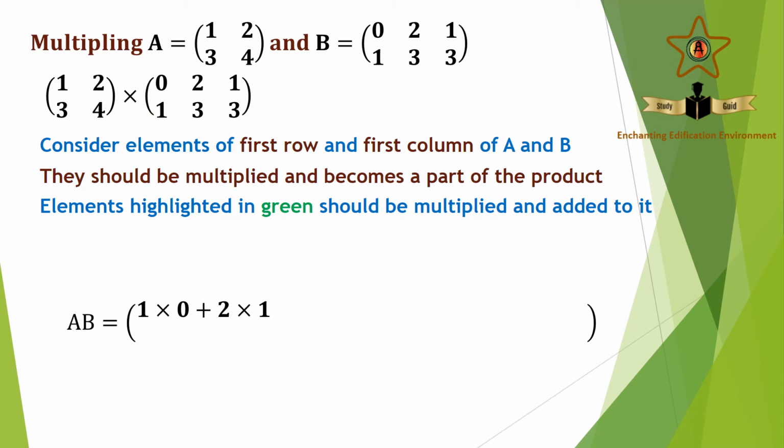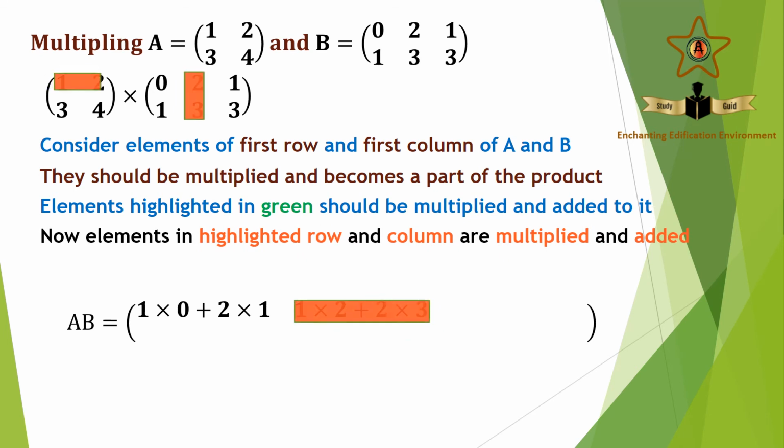Now see how we do. We take 1 multiplied by 0. That is, first row, first element is multiplied by first row, first element of the second matrix. Then first row, second element is multiplied by second row, first element of the second matrix, and these two are added.